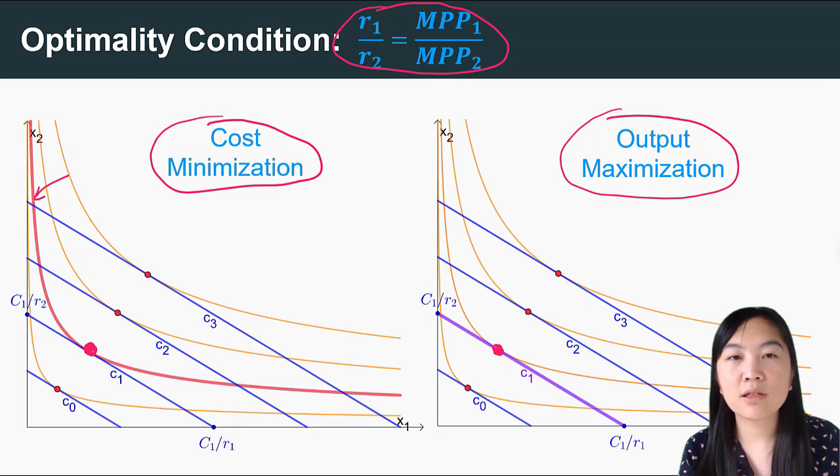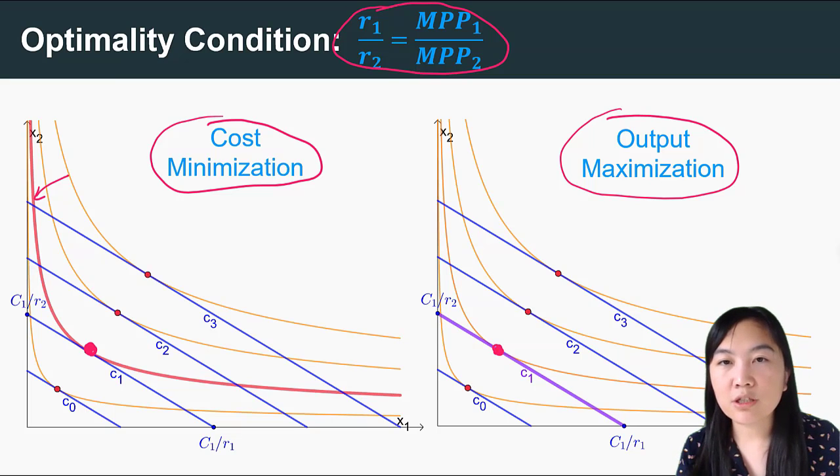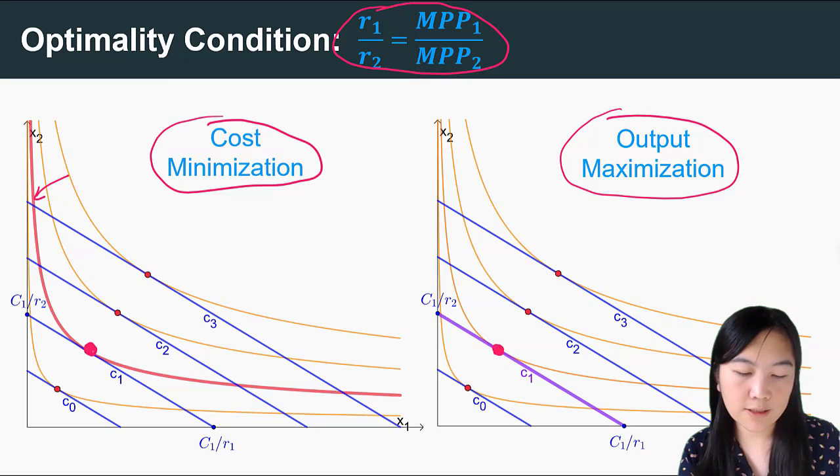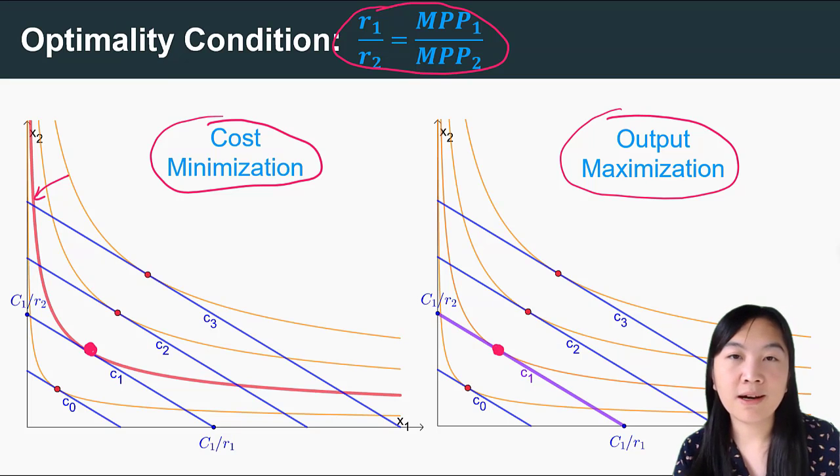For cost minimization, the output is predetermined, and then your isoquant curve is given. For output maximization, your isocost line is given, then you change your isoquant curves to find the point. And the solution will be the same.